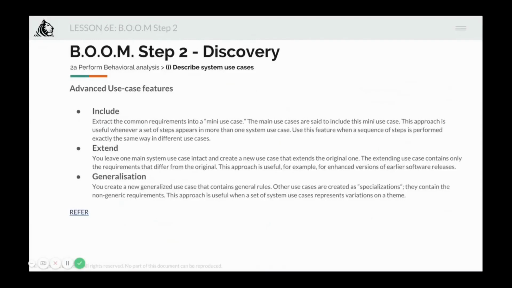In some organizations, teams can get bogged down in theoretical discussions about whether to use this or that advanced feature. Rather than theoretically working out which feature to use, just write out the system use cases and you are sorted. So the advanced use case features that I'm talking about here, which is include, extend, and generalization, have an impact on diagrams and on the written documentation. Okay.